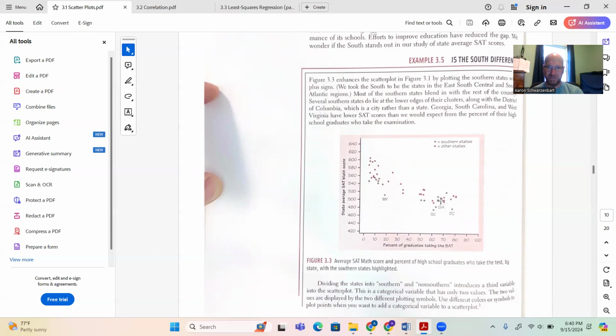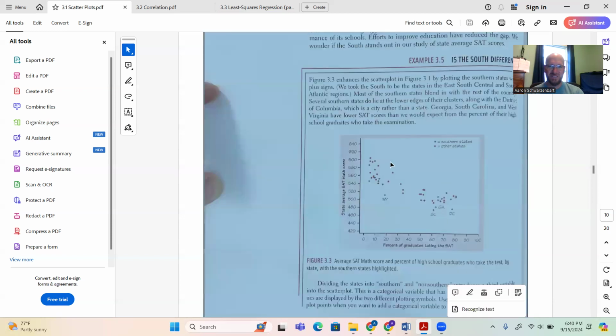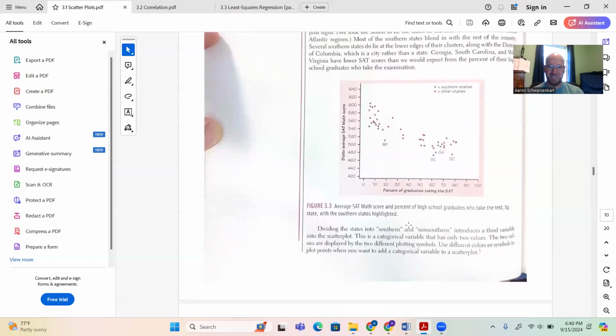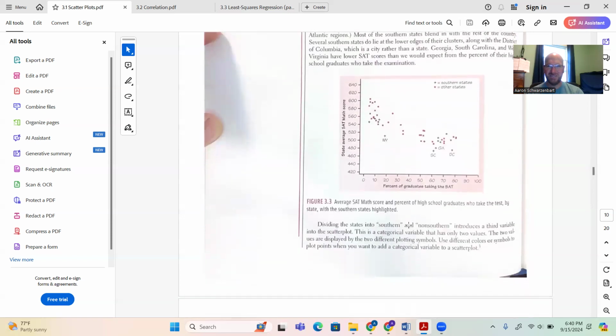So, Alabama is going to be somewhere in here, Mississippi, probably Louisiana. I don't know which ones did SAT back then versus ACT. But those are some of your southern states. And we can see that the southern states score on the low end, although they're not completely their own low. They're mixed in, but they're mixed in with the low for other states.